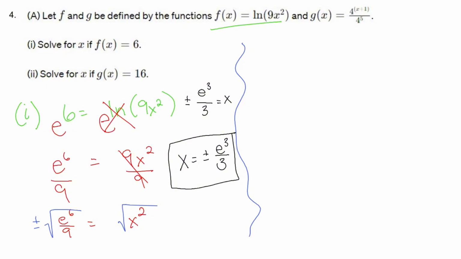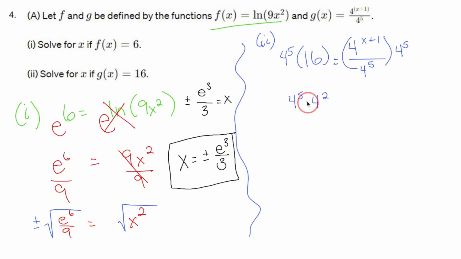Okay. Part 2 of part A has me setting this guy, which I know it's kind of faded, but you have 4 to the x plus 1 over 4 to the 5th equals, what was it, 16? Now I know what 16 is. 16 is 4 squared. And while I'm at it, why don't I multiply both sides by 4 to the 5th? So I have 4 to the 5th times 4 squared equals 4 to the x plus 1.